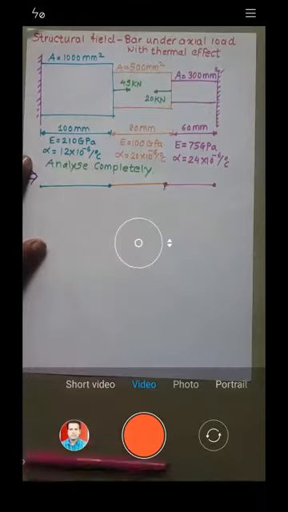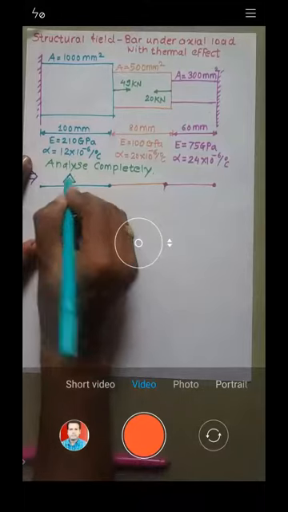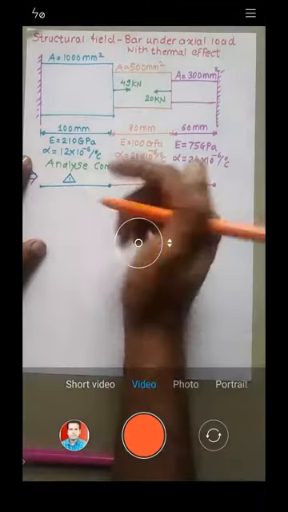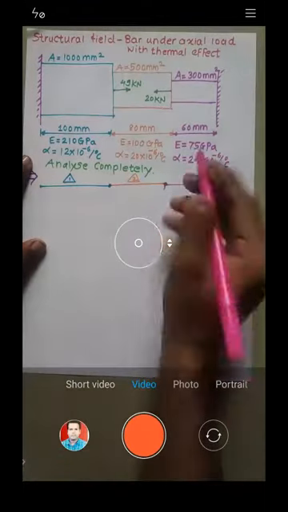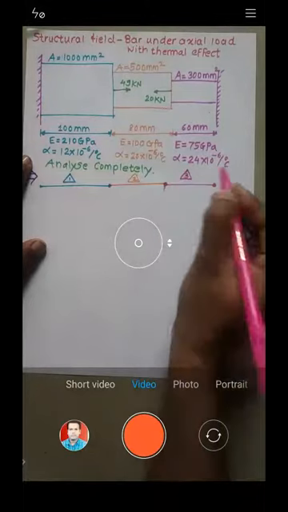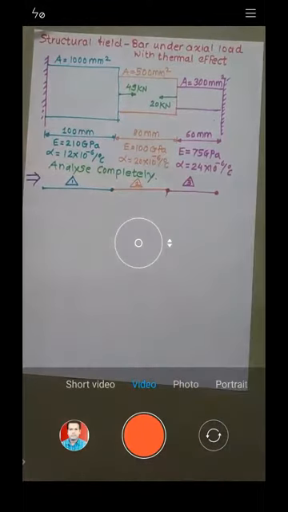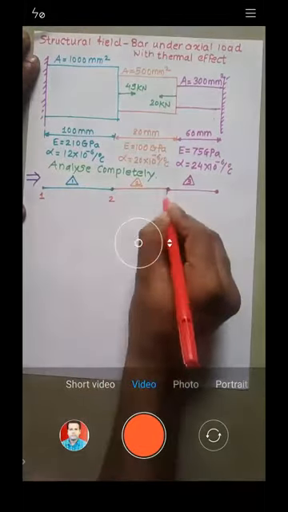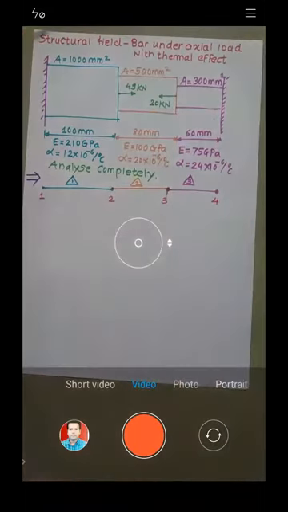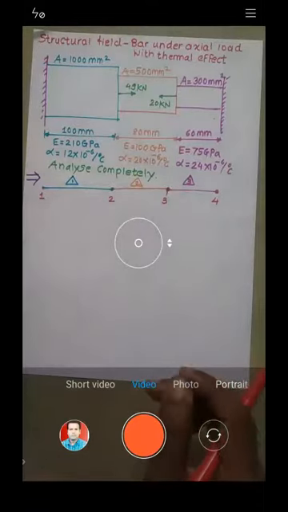So this is element number one, this is element number two, and this is element number three. Now let's number the nodes. This is node one, this is node two, this is node three, and this is node four. So we have three elements and four nodes.